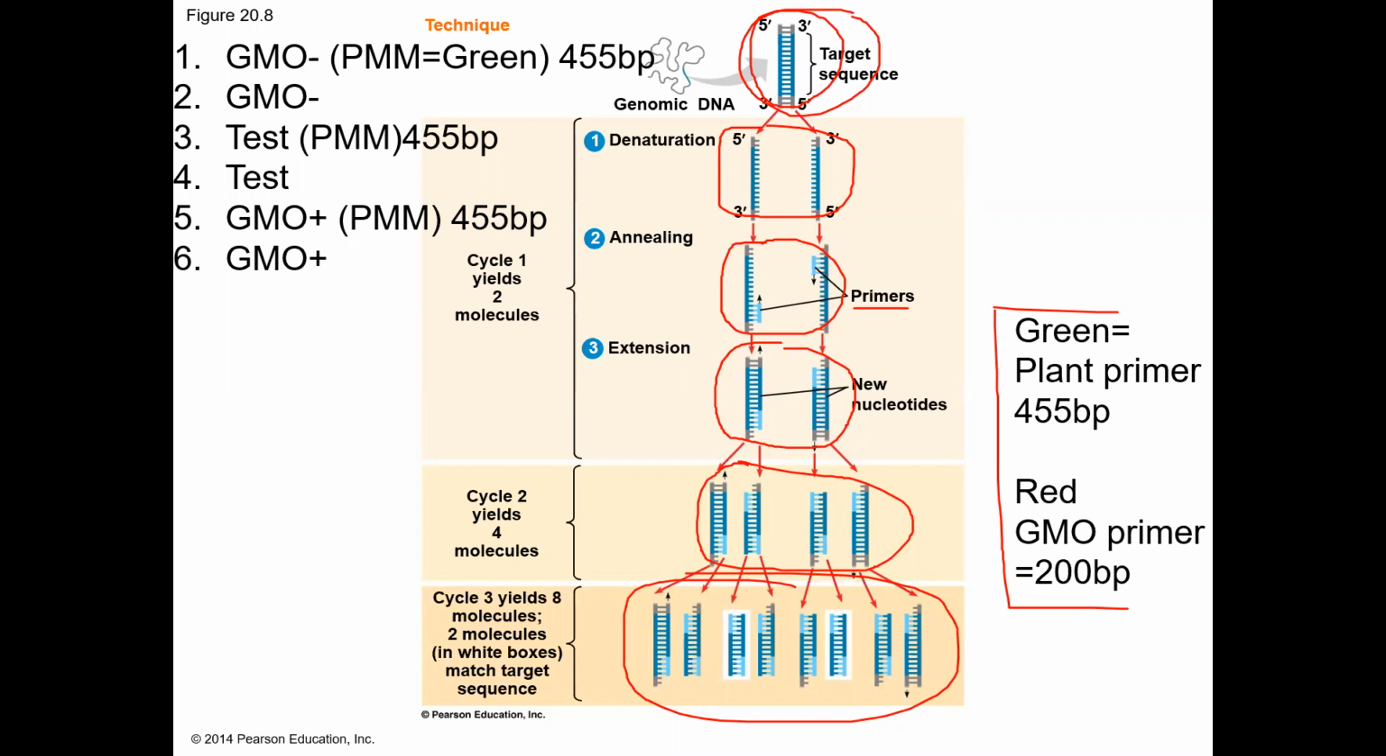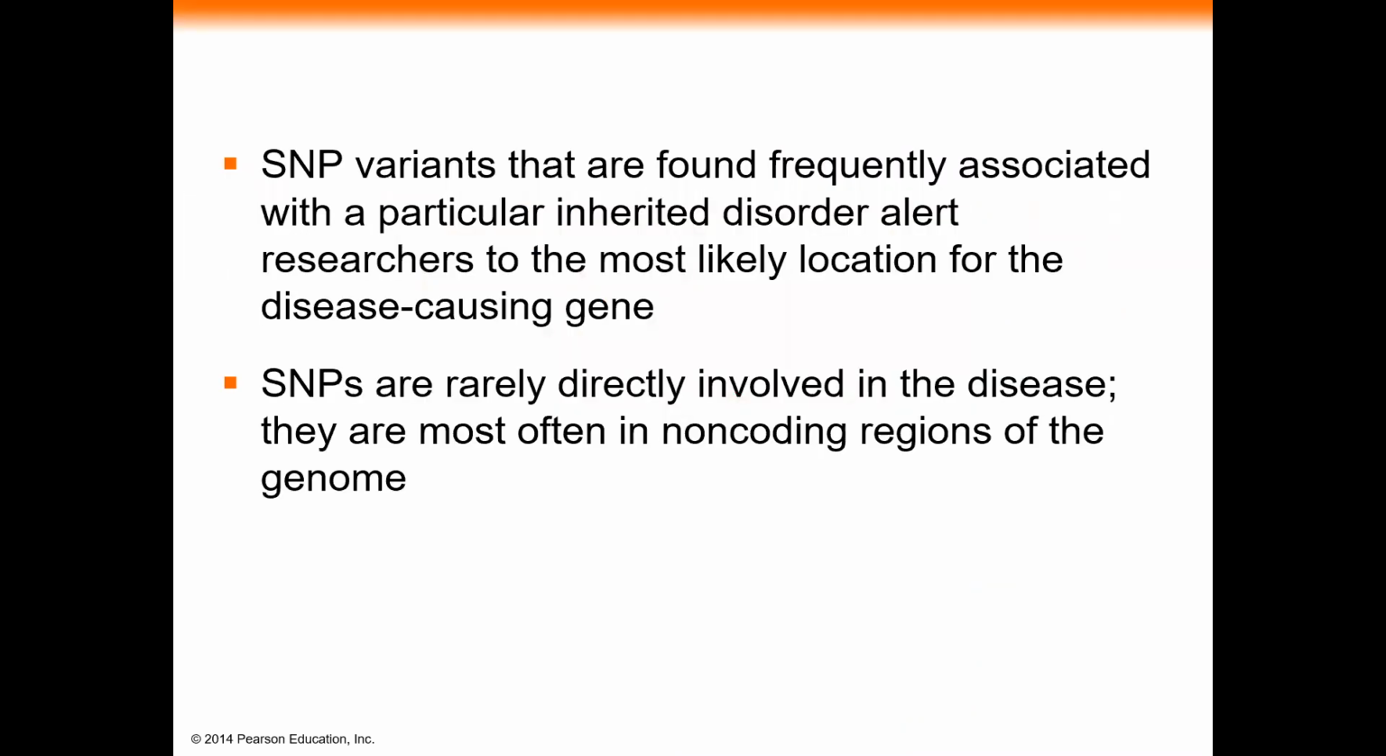I think someone wrote a paper about this, but I'm not 100% sure. But you can also have what are called single nucleotide polymorphisms. These single nucleotide polymorphisms are little aberrations in the DNA that can be found frequently associated with particular inherited disorders. And so you can use PCR to amplify these regions that you suspect are associated with these disorders. And that way researchers can start to figure out, well, what is the location of this disease-causing gene?